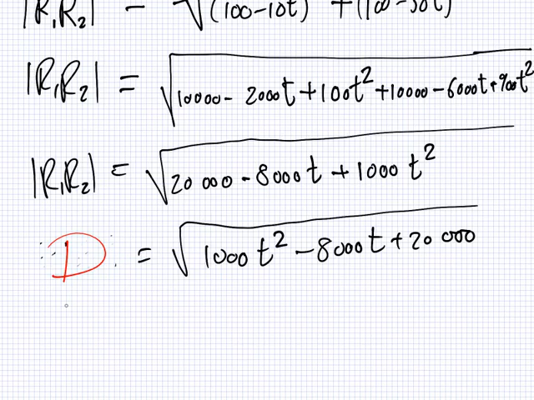So the distance between them is given by this formula. How can I find when the distance is minimum? So this is the formula for the distance between the two cars. How can I find when this distance is minimum? So I think we can do that in two ways. One of them is to factorize and get t. This has no roots.